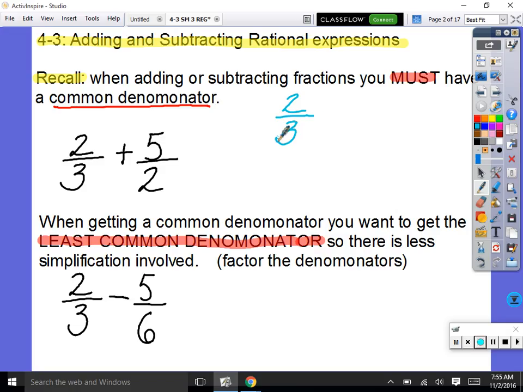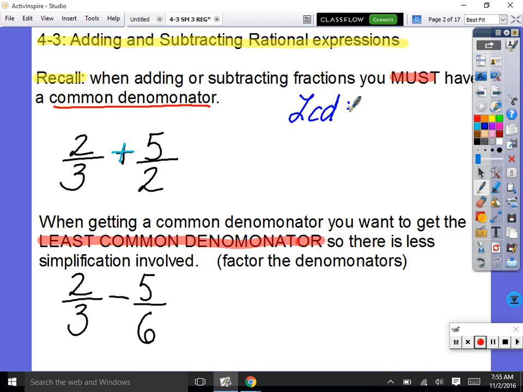So if this was 2/3 times 5 over 2, we would have no problems. All you have to do is multiply straight across. Does everybody understand? But since this is addition, we have to be able to add these. We have to have a common denominator here. The bottom has to be the same. So what we're going to do is say, what's my least common denominator? So we go off to the side and figure out the least common denominator.